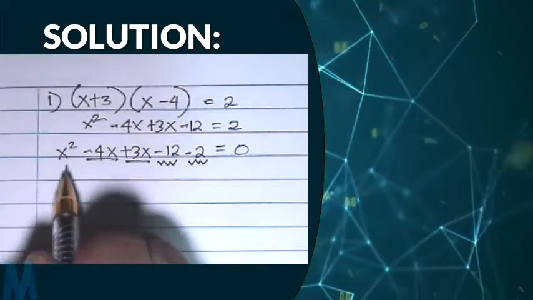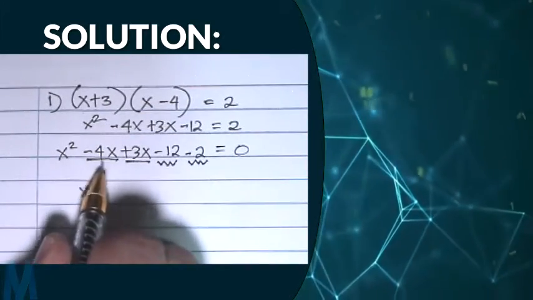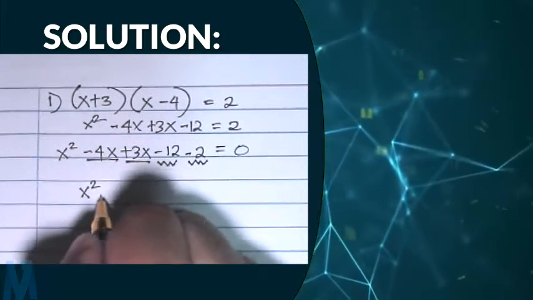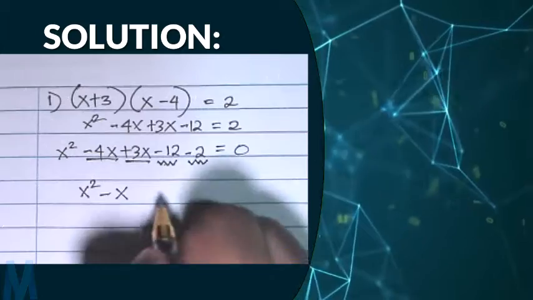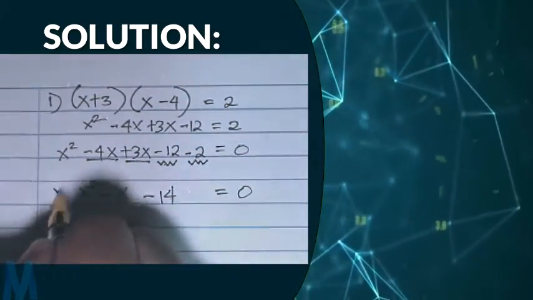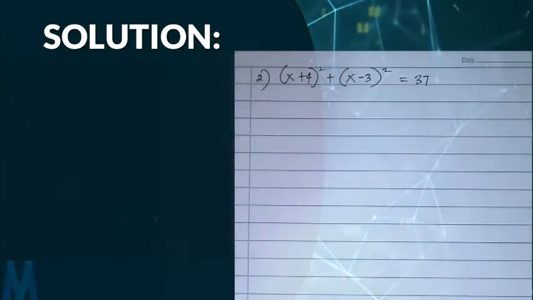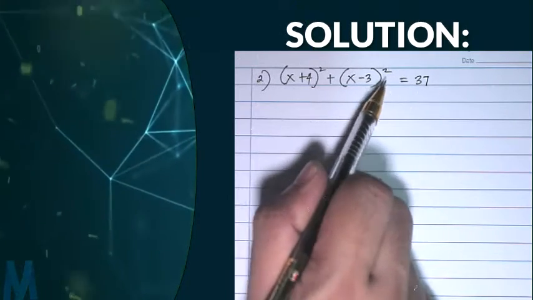Then we are going to bring down x squared. Combine negative 4 plus 3 will give us negative 1 and bring down the variable x. Negative 12 minus 2 is negative 14 is equal to 0. Okay, so that is the standard form.